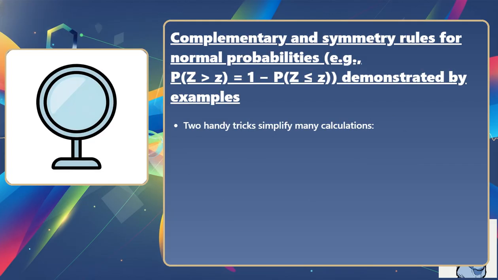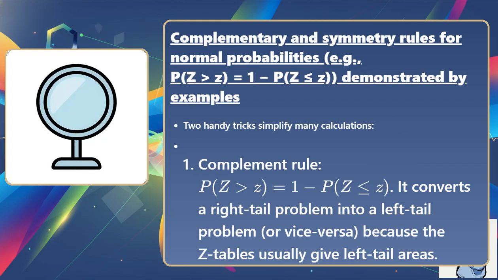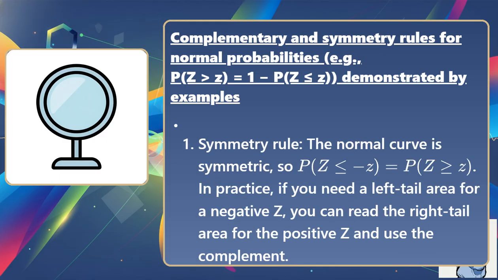Two handy tricks simplify many calculations. Complement rule: P of Z greater than z equals 1 minus P of Z less than or equal to z. It converts a right tail problem into a left tail problem or vice versa, because z-tables usually give left tail areas. Symmetry rule: the normal curve is symmetric, so P of Z less than or equal to minus z equals P of Z greater than or equal to z in practice. If you need a left tail area for a negative z, you can read the right tail area for the positive z and use the complement.